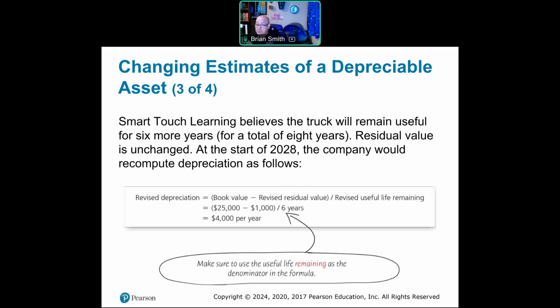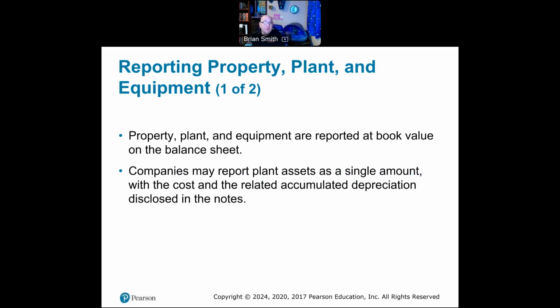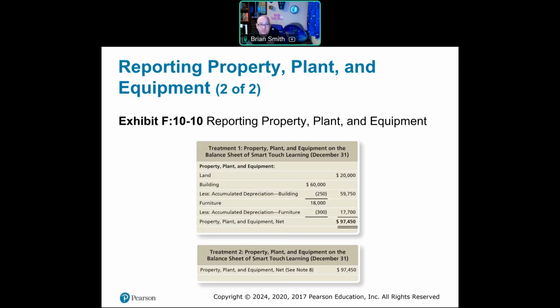You're going to do this exact same thing on the plant asset memo, so please make sure you understand these last slides. And here's your journal entry to record the depreciation expense of the truck and the accumulated depreciation. When we report it, we're putting it on the balance sheet. We put it as the building minus its depreciation and show the amount.